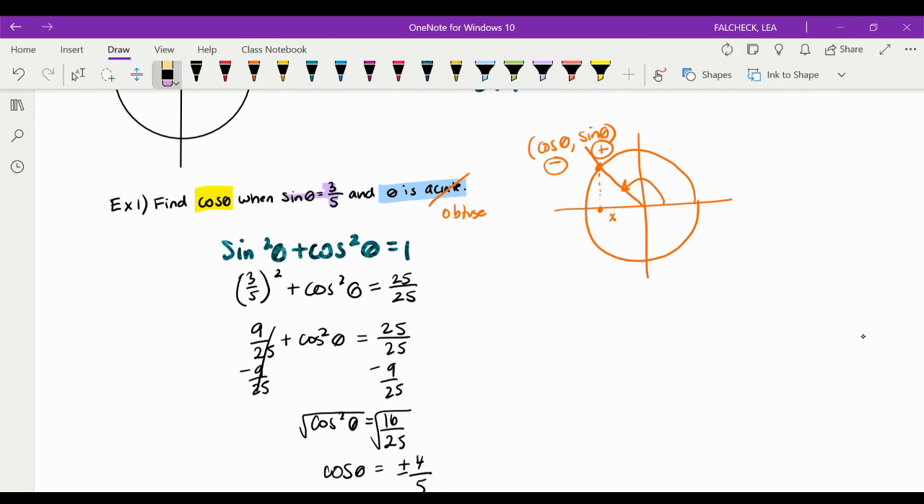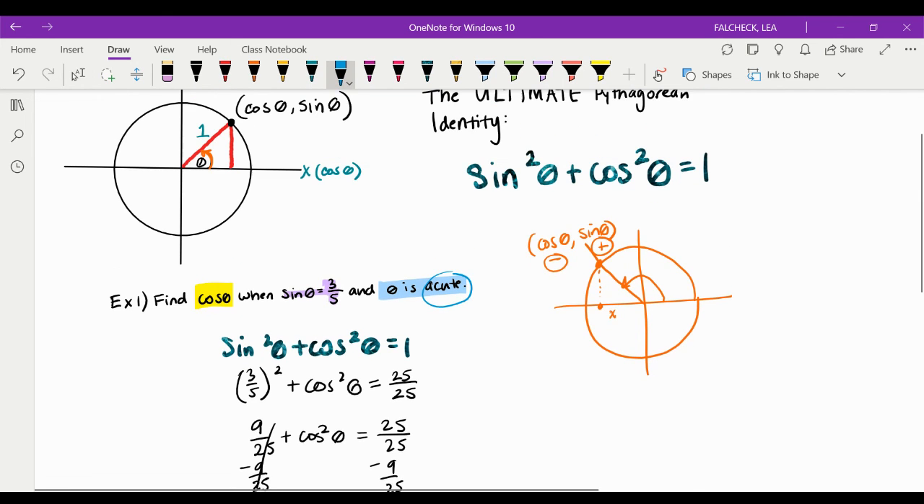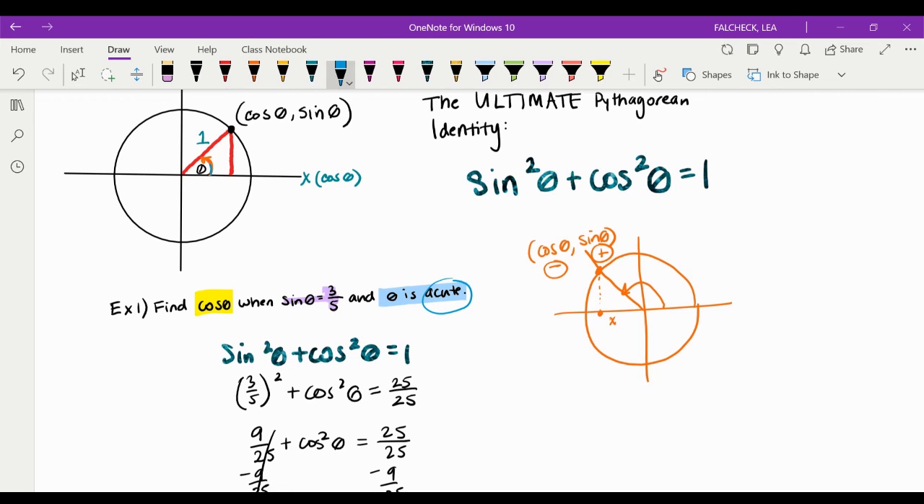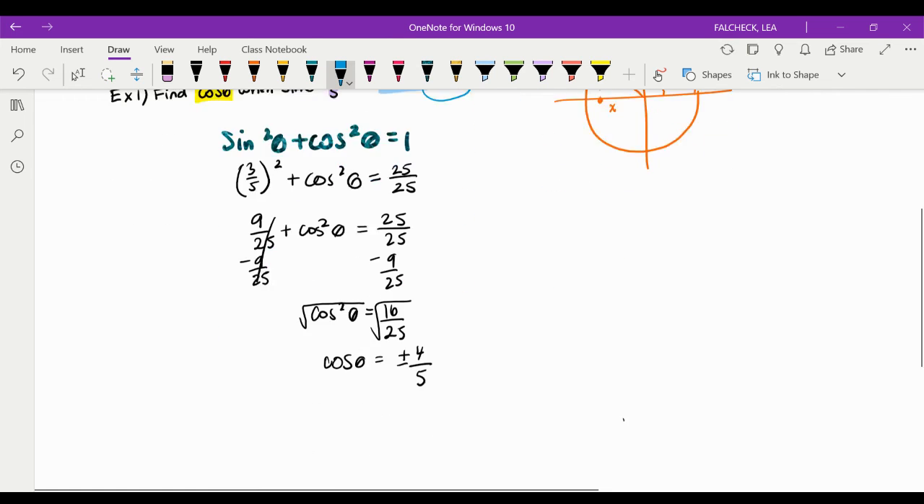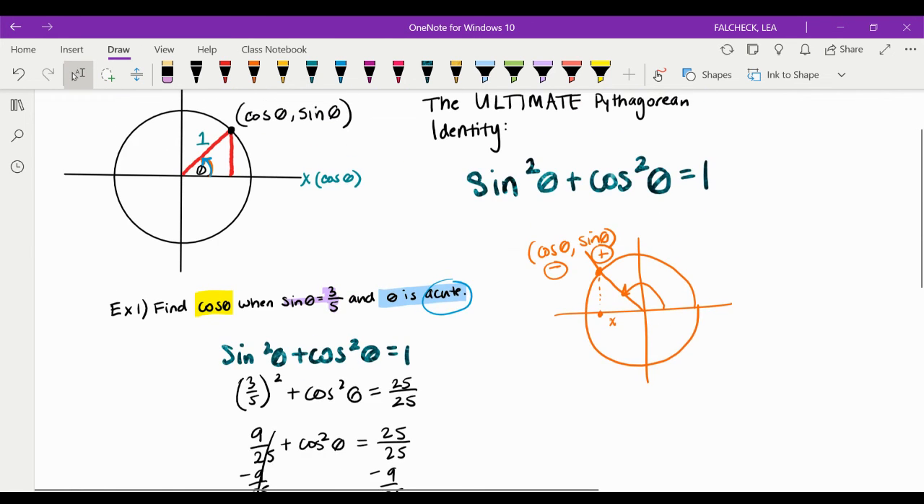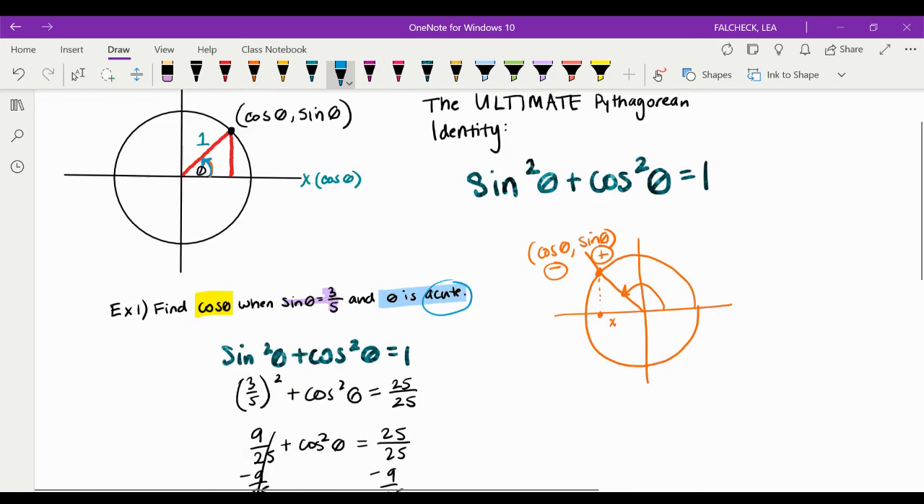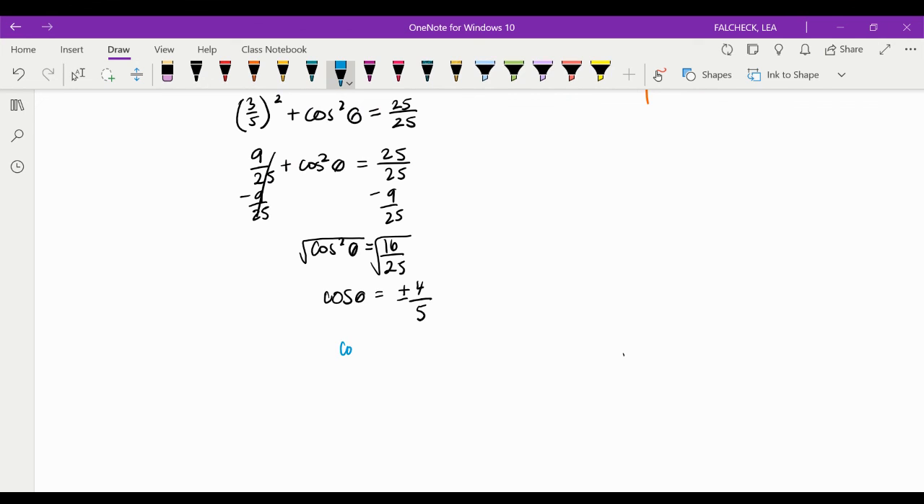But since it says that theta is acute, I am going to select the positive version. It is telling me to only take the cosine of theta in quadrant 1 when cosine and sine are both positive. So I would pick the positive version. Cosine of theta equals 4/5, and that would be my answer.